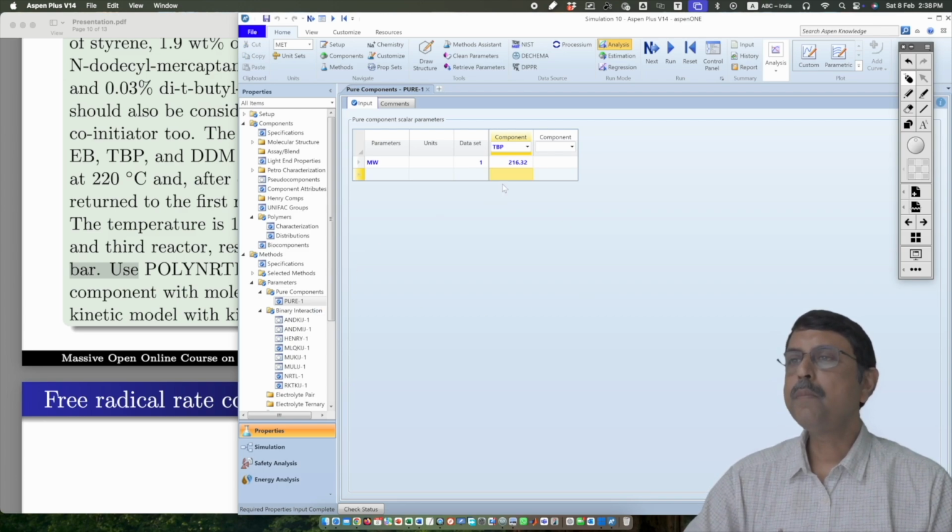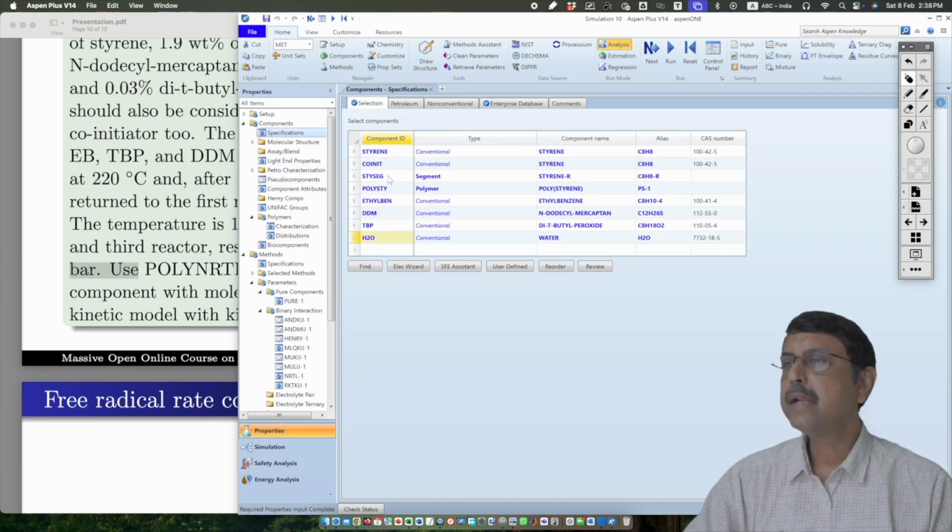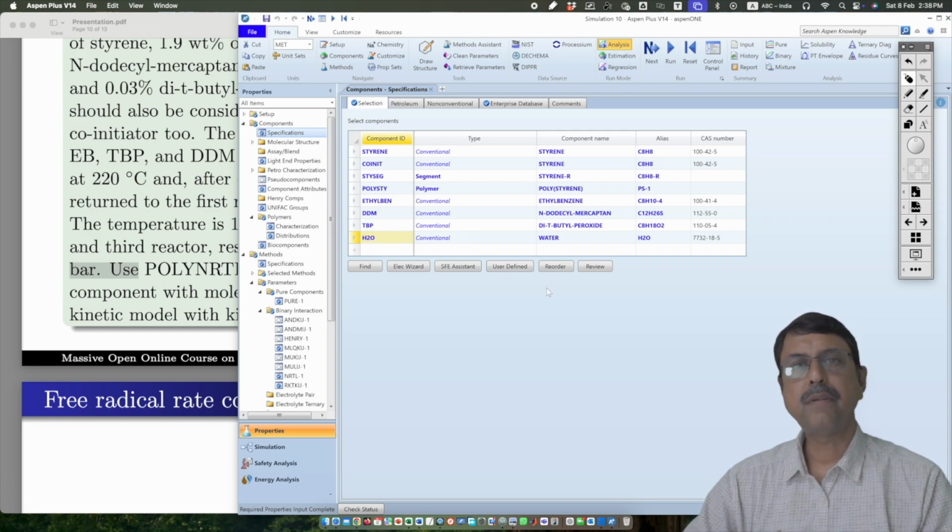Now, you may or may not specify this TBP over here because this particular component, that is di-T-butyl peroxide, is a conventional component. So already Aspen Plus has its information. Like what is the standard molecular weight, Aspen Plus already knows. Okay, so you do not have to give.